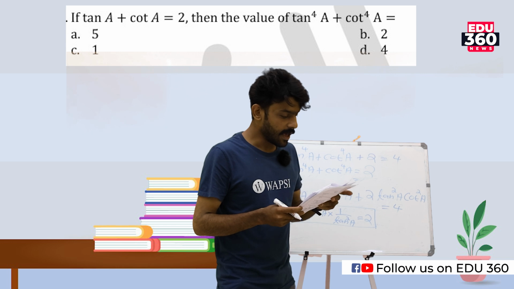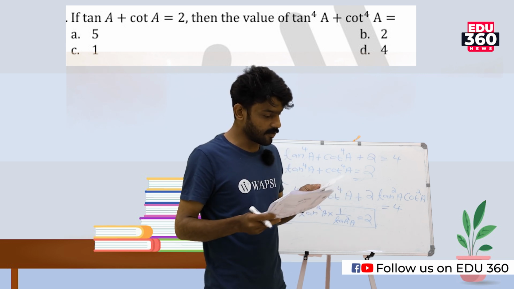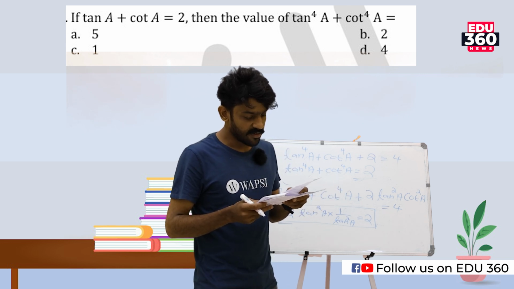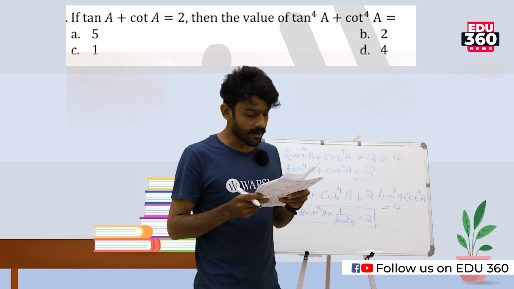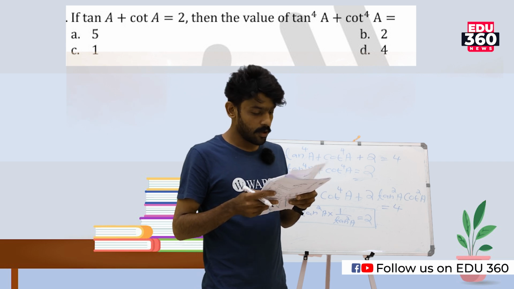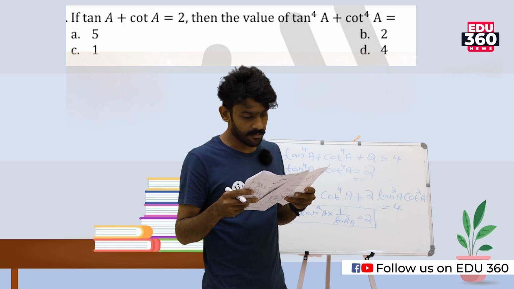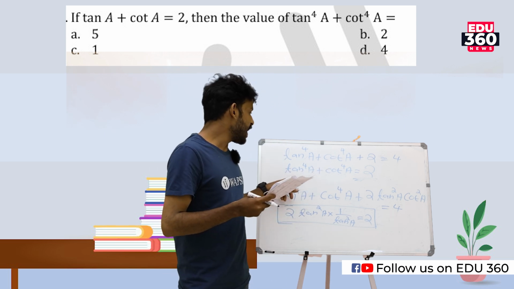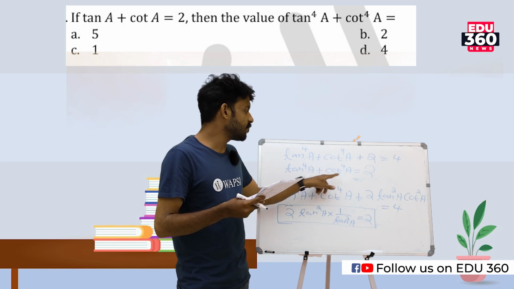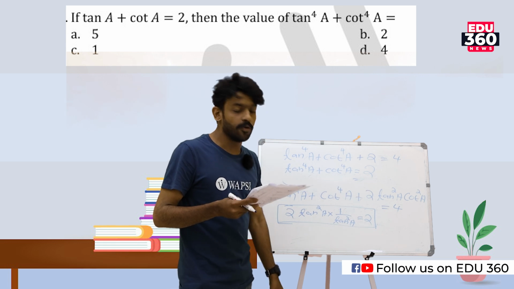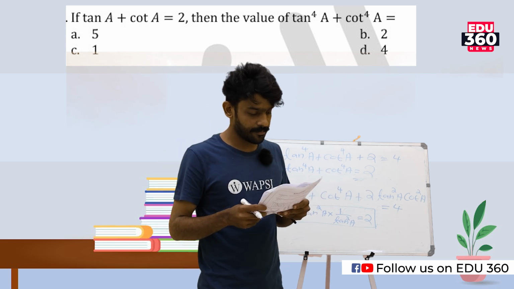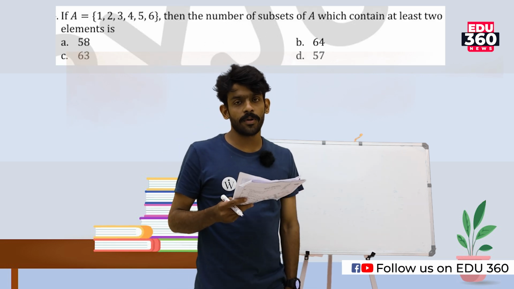Okay. So again, look at the options. So we can see that the first one is 5, second one is 2, third one is 1, and the fourth one is 4. So for this question, option B is the correct answer. Okay, option B. That means tan raised to 4a plus cot raised to 4a, the value is equal to 2. So this is the correct answer for this question. So my dears, we can move on to the next question.